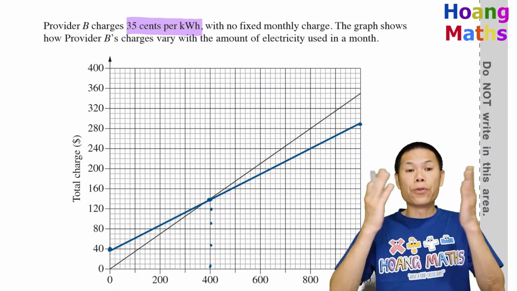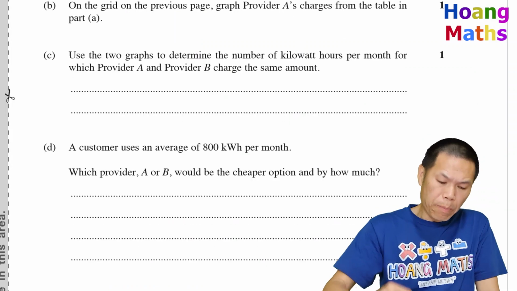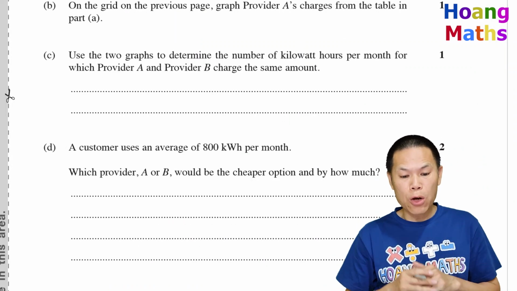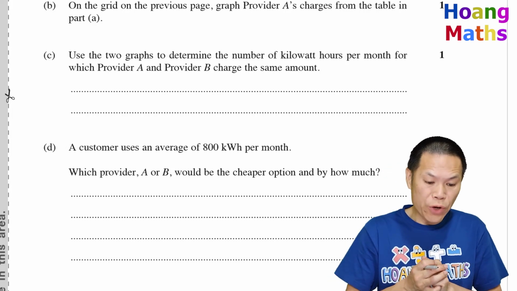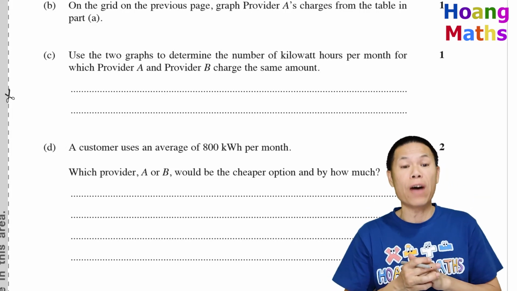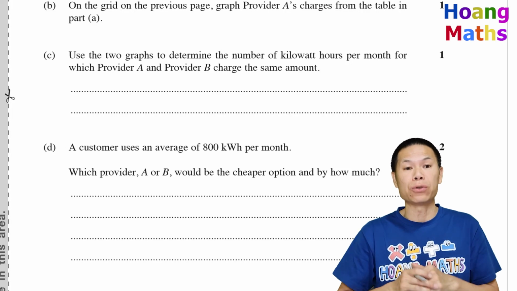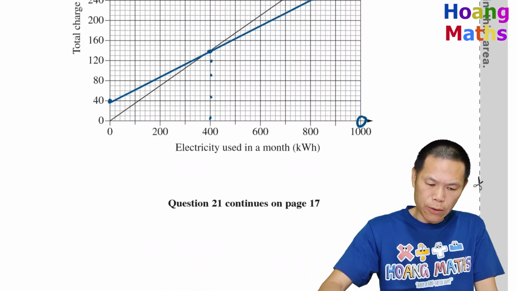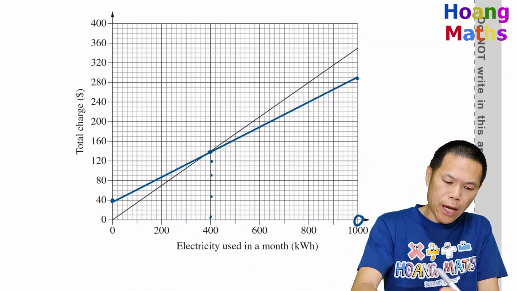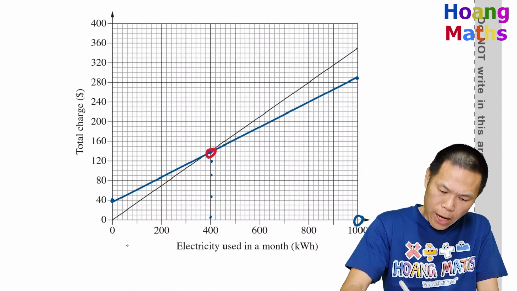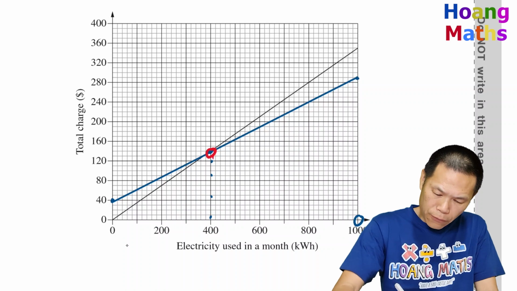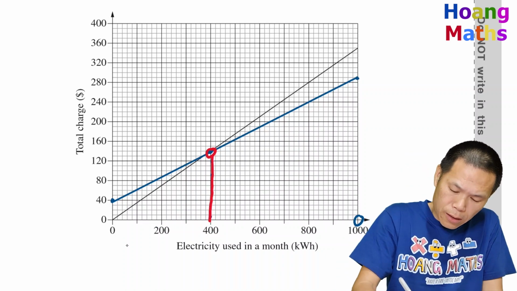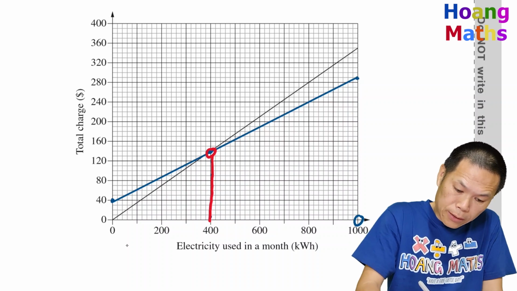So there you go. Part C. Use two graphs to determine the number of kilowatt hours per month for which provider A and provider B charge the same amount. So that means when two graphs are equal. So look at the graph. When they're equal, that's right at this point here. So that is 400 kilowatt hours, and it goes up by 10.